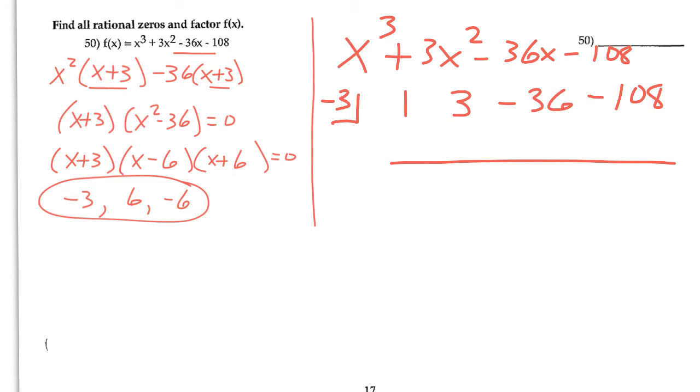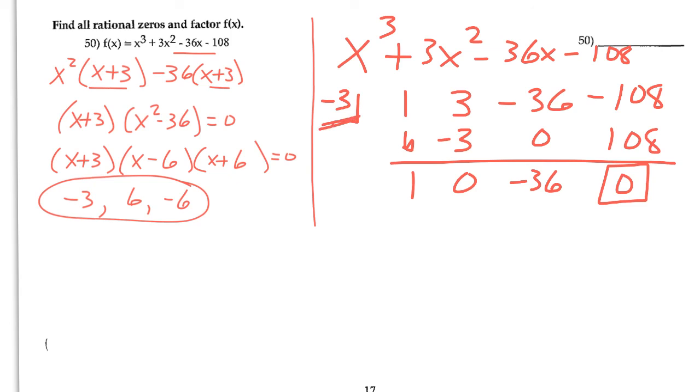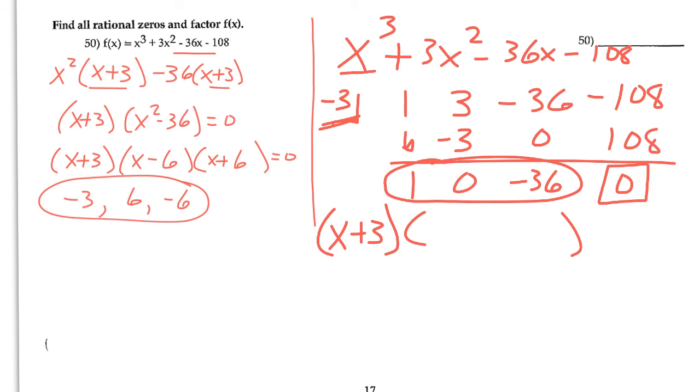Instead of having to factor this 4-termed thing, we'll only have 3 terms when we're done here. So bring down the 1. -3 times 1 is -3, add together, get 0, multiply, get 0, add together, get -36, multiply, get 108, add together, get 0. This proves that -3 was indeed a zero. Now what's that tell us? Well, -3 was a zero means the factor before it became a zero would have been x plus 3. This is the stuff that's left over, knocked down one level from where we were, so it's now an x squared minus 36 because it says we didn't have any x's.